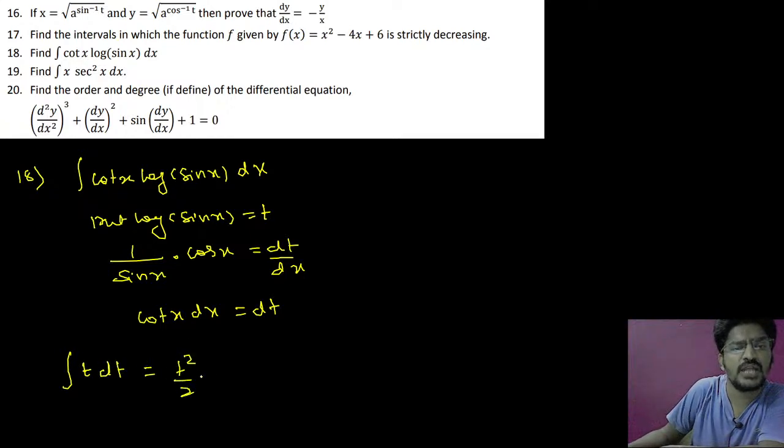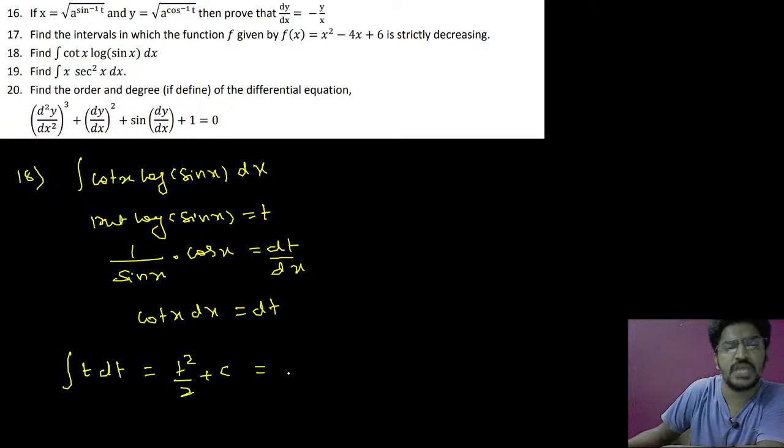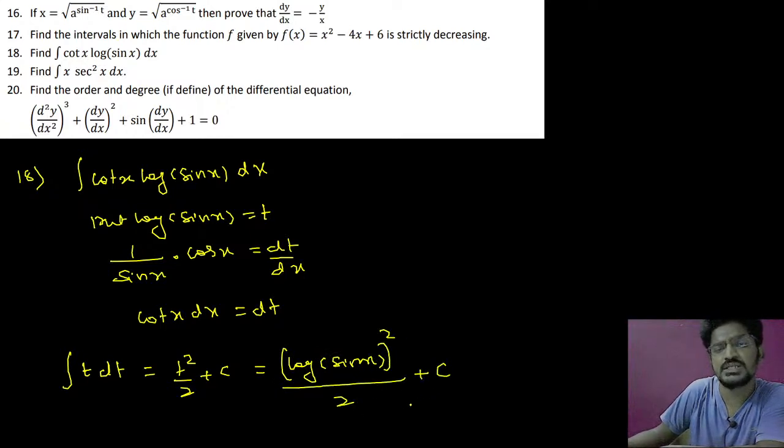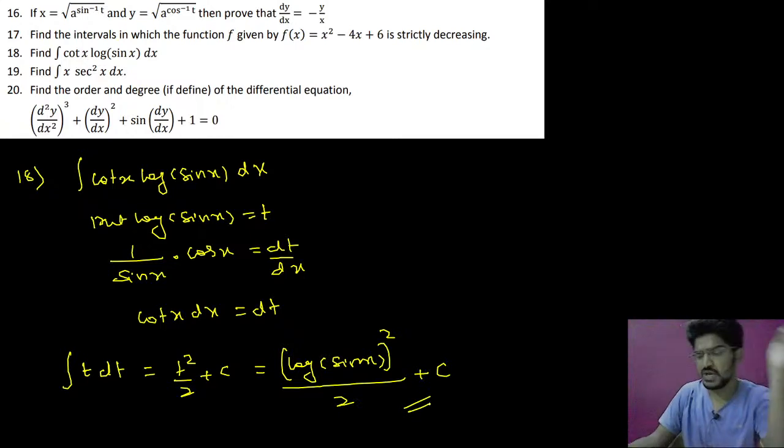So t square by 2 plus c. What is t? Log of sin x. So the answer is log of sin x whole square divided by 2 plus c. This is your answer. Okay.